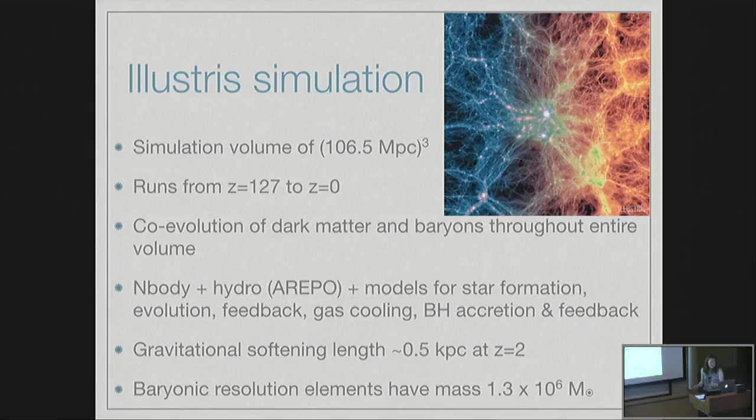So this is a cosmological simulation, a periodic cube, where the side of the cube is 100 megaparsecs. It's initialized in the very early universe and run to the present day, with dark matter and baryons co-evolved throughout the entire volume of the simulation. So this means that it needs not only n-body to handle gravity, but also some treatment of hydrodynamics, which we use the moving mesh code Arepo for, so that gives us an adaptive resolution so that the densest regions are also the most well-resolved.